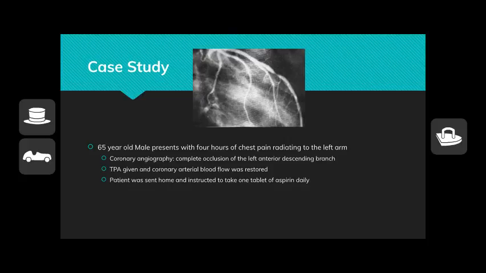During his workup, a coronary angiography was performed, and a complete occlusion of the left anterior descending branch was shown. TPA was given, and the coronary arterial blood flow was restored. The patient was sent home and is instructed to take 1 tablet of aspirin daily.